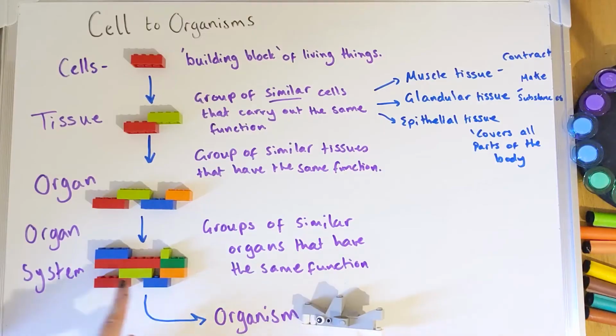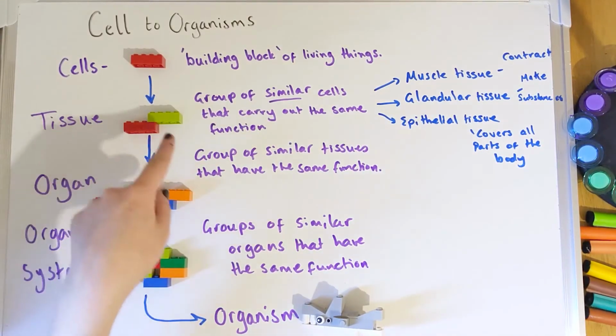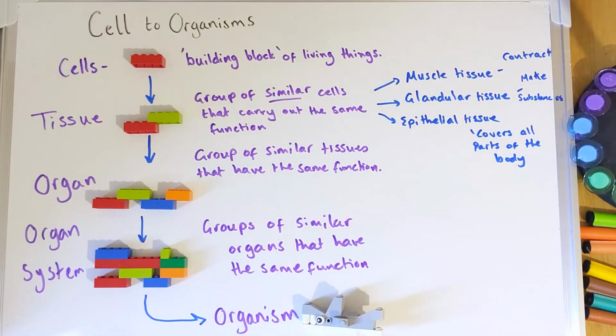So going backwards, organisms are your biggest. Organisms are just groups of organ systems, which are groups of organs, which are groups of tissues, which are groups of cells. So if you break yourself down, you are just a big bag of cells that are working together. There's a lot of peace and unity within your body to make you.